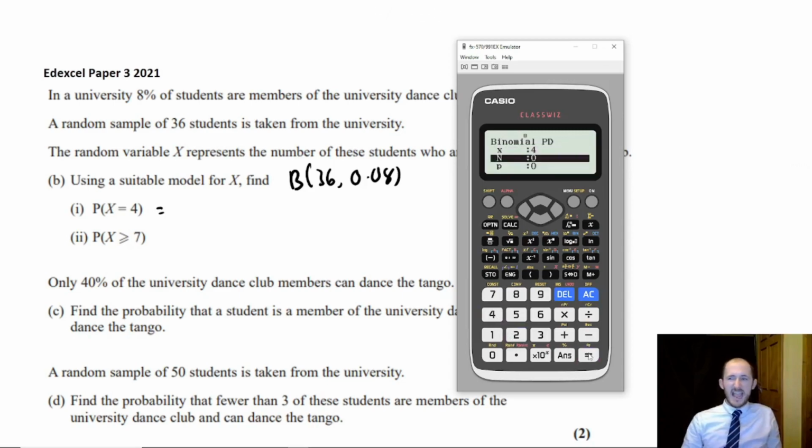You don't technically have to use PD. You can if you are very strange. You could actually work out, for example, less than or equal to 4 and then also less than or equal to 3 and subtract them, and it would give you the same answer. But that is a bit excessive.